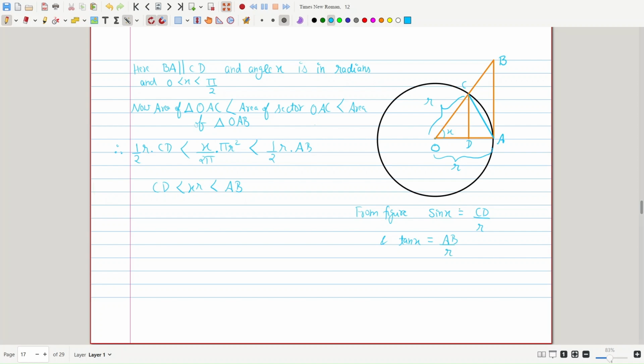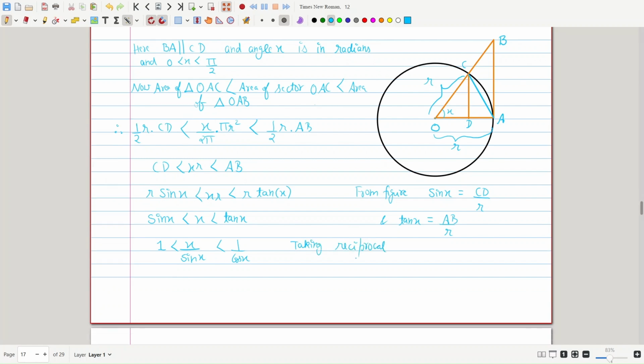From the figure, using sin x and tan x relations for CD and AB, we simply substitute CD and AB into this. Cancelling R from both sides gives sin x less than tan x. Now dividing both sides by sin x, we get this. Now we can simply take the reciprocal of this to get the desired result we are looking for. Taking the reciprocal, we get cos x less than sin x by x less than 1.